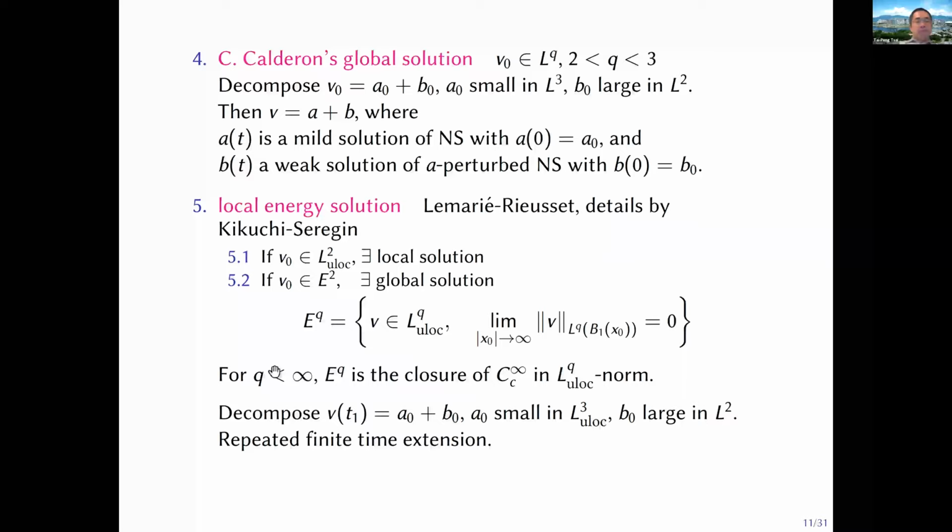That strategy is similar to Calderón's. We use this solution to control the local solution, and then we choose a good time T1, and decompose V at T1 into two parts. A0 will be small, but it's small in L3 uniformly local. And then B0 will be large, but B0 will be in L2. This allows us to do a finite time extension, and we repeat this process. So this is the strategy.